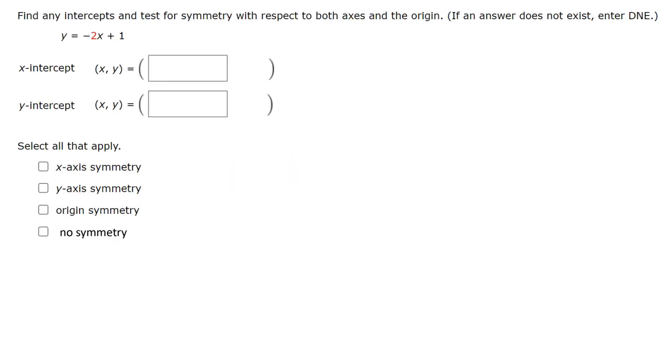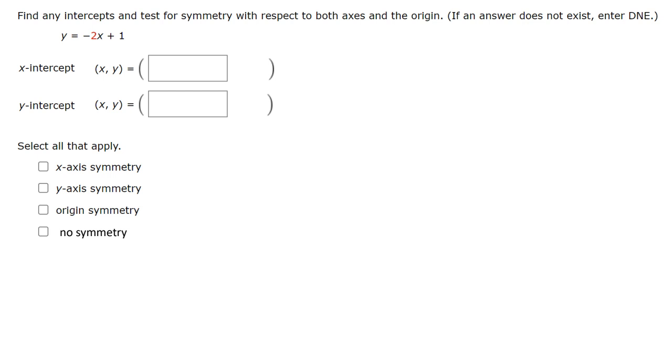First, let's go ahead and look at this problem here. It says find any intercepts and test for symmetry with respect to both axes and the origin. So they give us here an equation, which is y equals minus 2x plus 1. And we first need to find our x-intercepts.